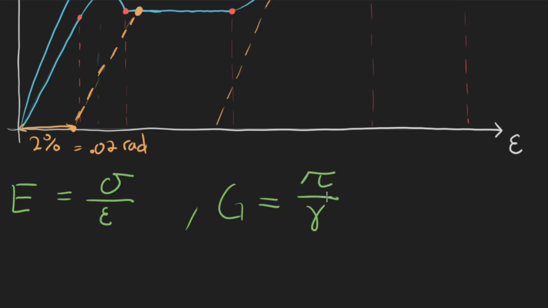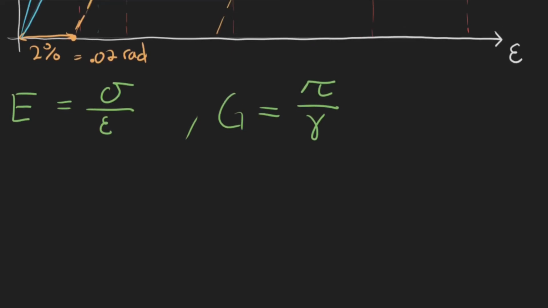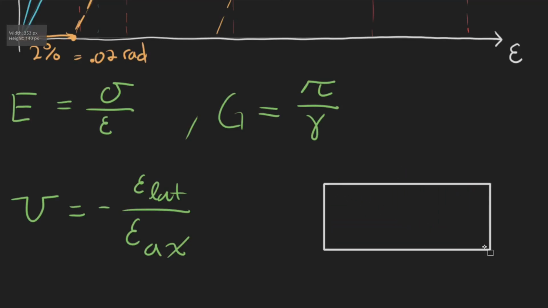And then there's one other ratio that we can talk about, and that's called Poisson's ratio. It's the Greek letter nu, which is negative epsilon lateral over epsilon axial. The idea, if you imagine intuitively, is that I take this bar and I put a load on it. I put a force on here.